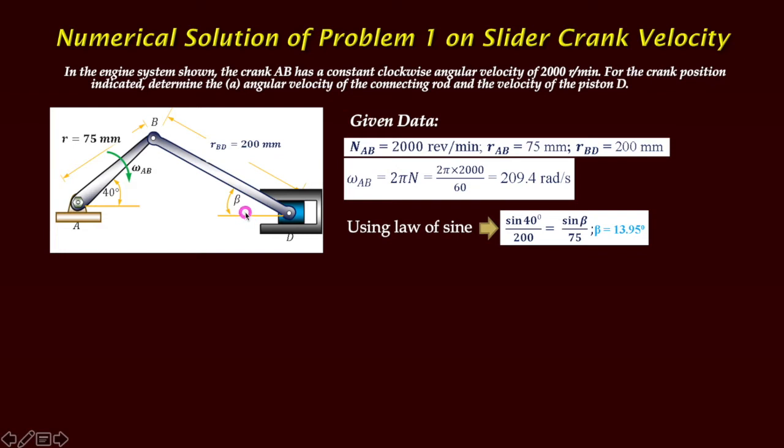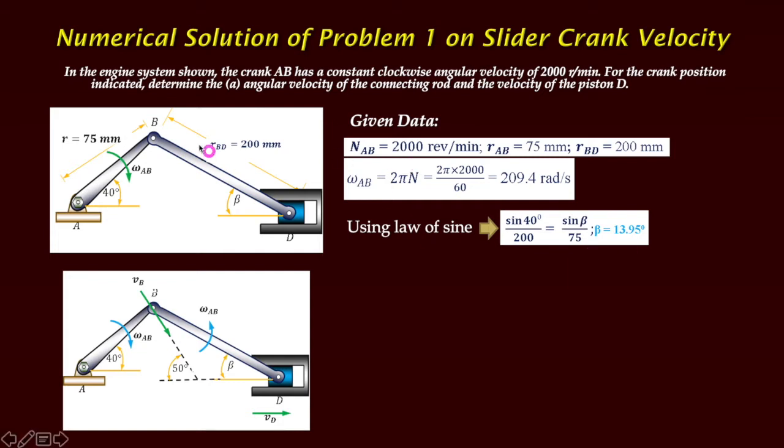Now use the sine law. So what is the sine law? Sine 40 divided by the opposite side length, meaning 200, equals sine beta by the opposite length AB, meaning 75. So from this equation we can get the value of beta, and that is obtained here: 13.955 degree.